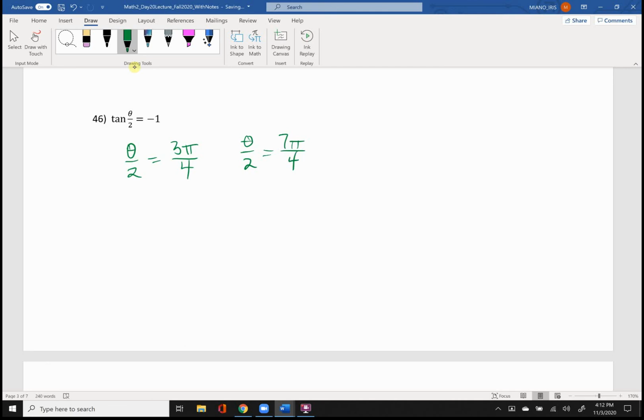So what happens if we solve for theta here? That'll be doing the cross product. Theta will be 3 pi over 2 for this first one. And then next, this one will yield a theta of 7 pi over 2.